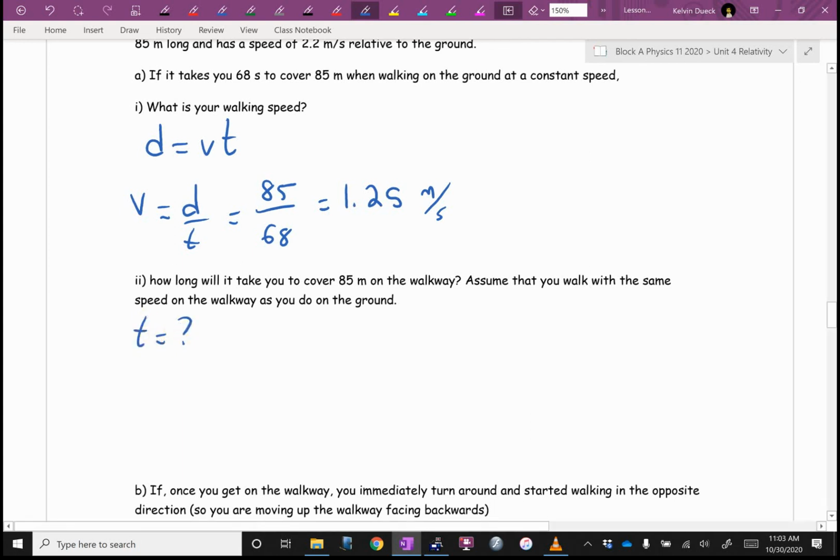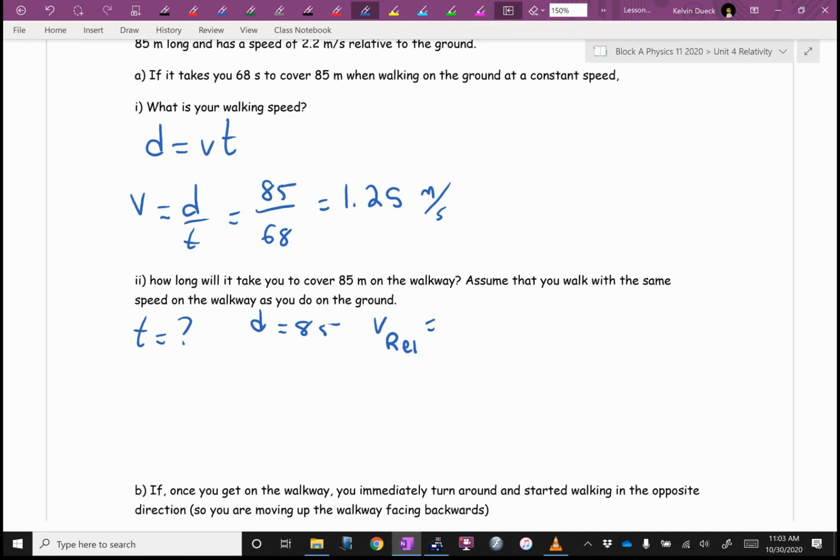Is there more than one object moving at different speeds? The walkway and the person? This is a job for relative speed. So I'm going to make a little note here. D is still 85. I want VREL. What's my relative speed if I'm walking on the walkway?